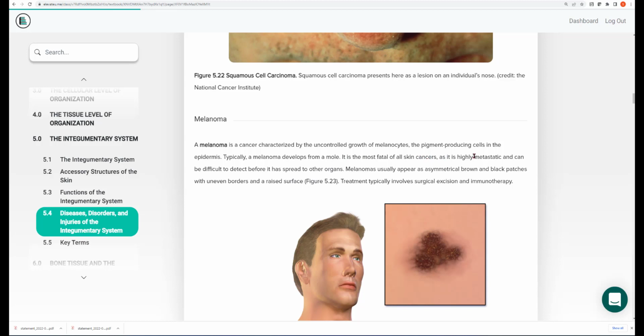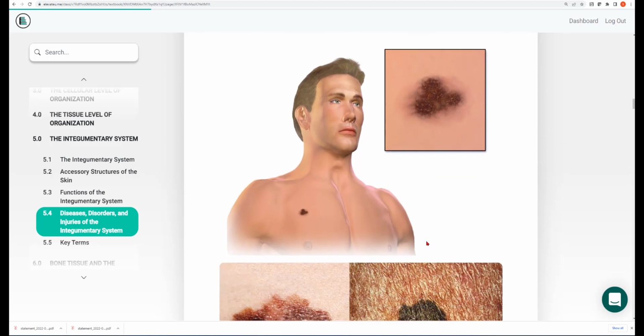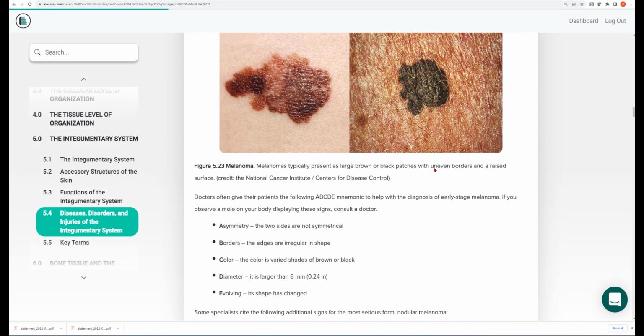They are highly metastatic, and oftentimes, by the time they're found, if they grow at all, they've already metastasized before the person is aware that it's a problem. So big deal, big problem. People die of melanomas. And what you're seeing here basically are moles, right, that have gotten very weird.